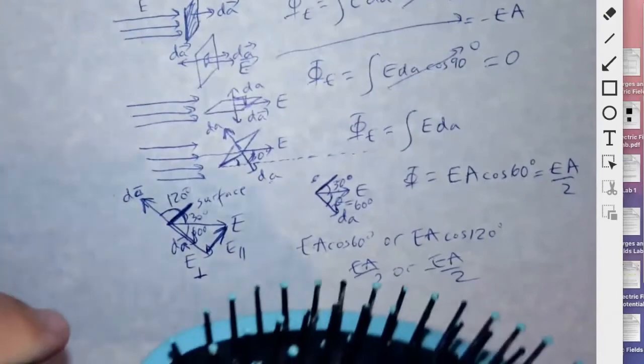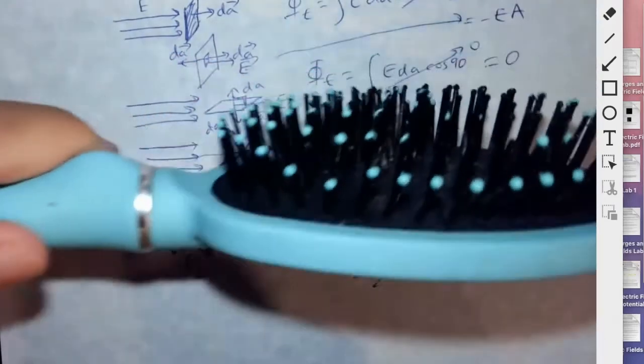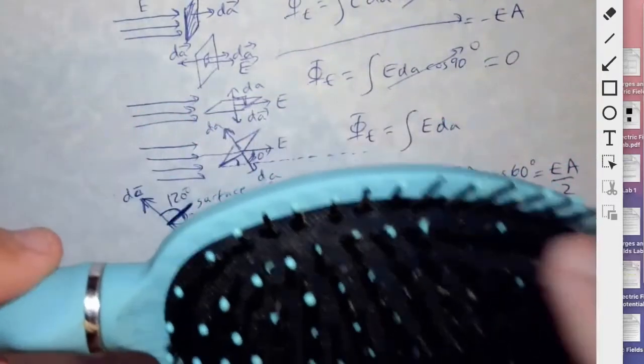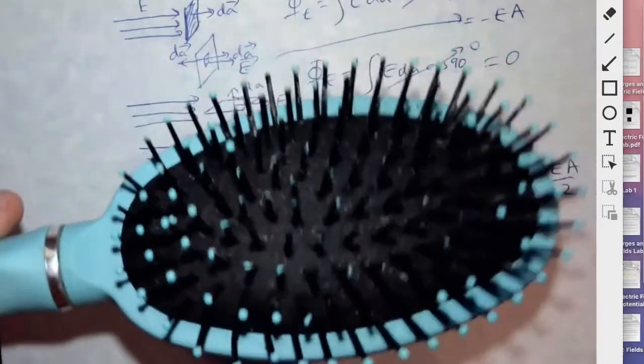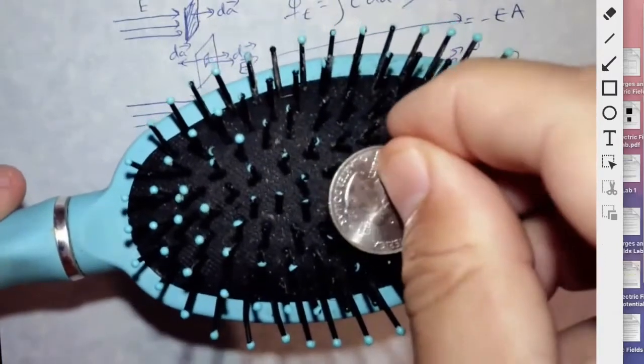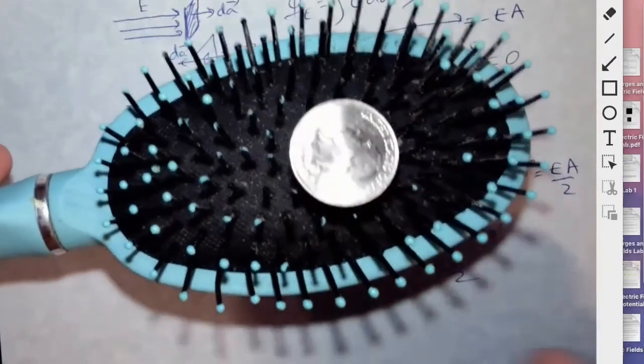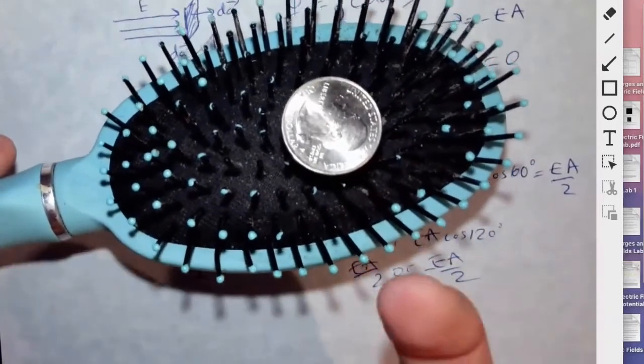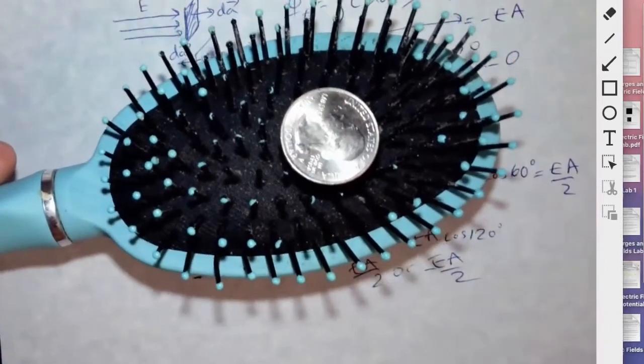I was thinking of a comb. You see, imagine that this is a surface charge, and it's creating these electric field lines, and then the quarter is a surface. So now I have maximized the flux through that quarter. The field lines are coming right through that quarter.